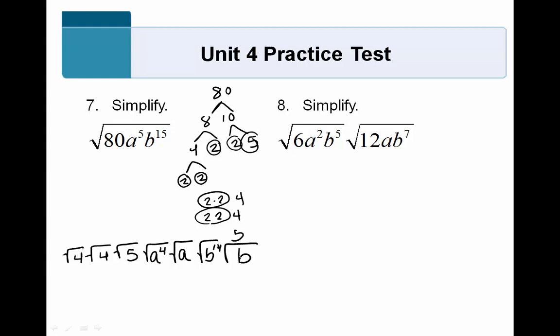The square root of 4 is 2. Square root of 4 is 2. Radical 5 drops down. The square root of a to the 4th is a squared. Radical a drops down. The square root of b to the 14th is b to the 7th. Radical b drops down. So we'll write our answer as 2 times 2 is 4, a squared b to the 7th, radical 5ab.